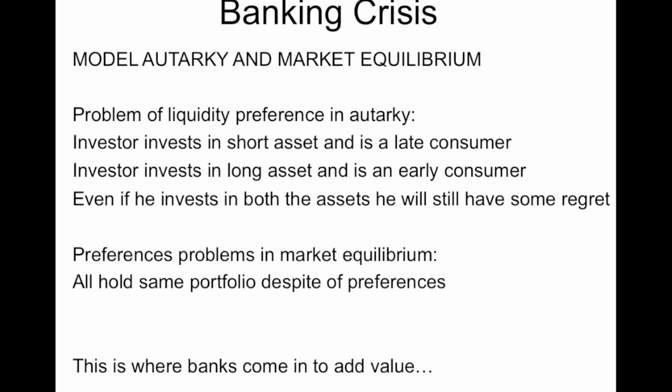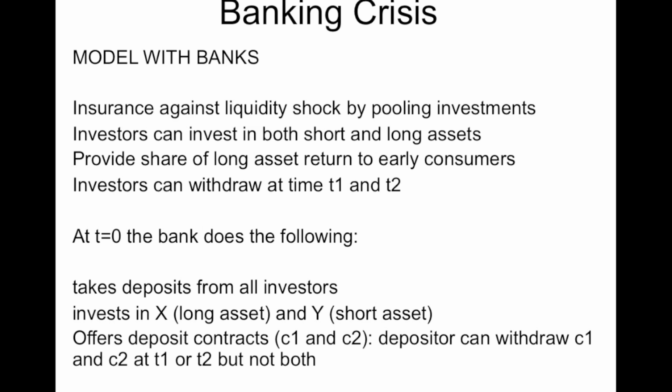So we also end up with a preference problem in market equilibrium. What we are saying is that every person is going to hold the same portfolio. And of course, that's not true. People have different preferences and they will hold different portfolios. But we assume in market equilibrium that everyone is going to hold the same portfolio. So this is where the banks actually add value. We have seen markets in autarky when you cannot trade. We have seen what happens when you trade. And now we're going to see what happens when banks come in and how they add value.